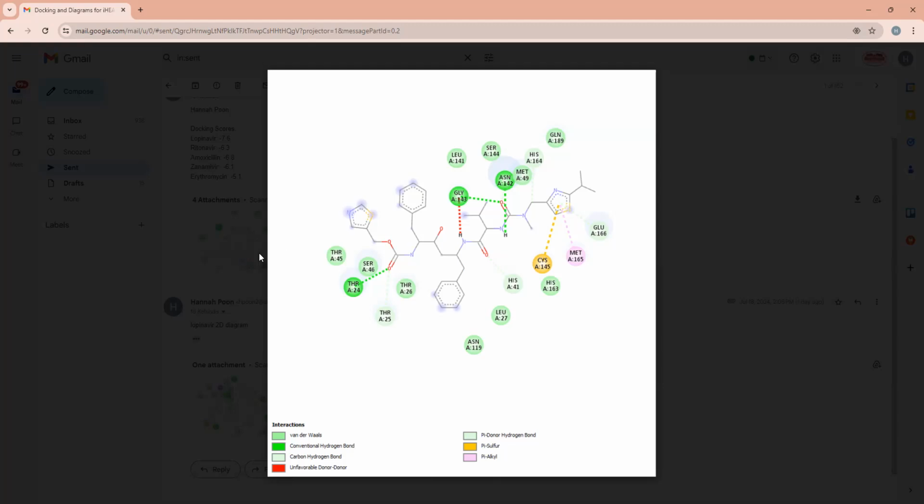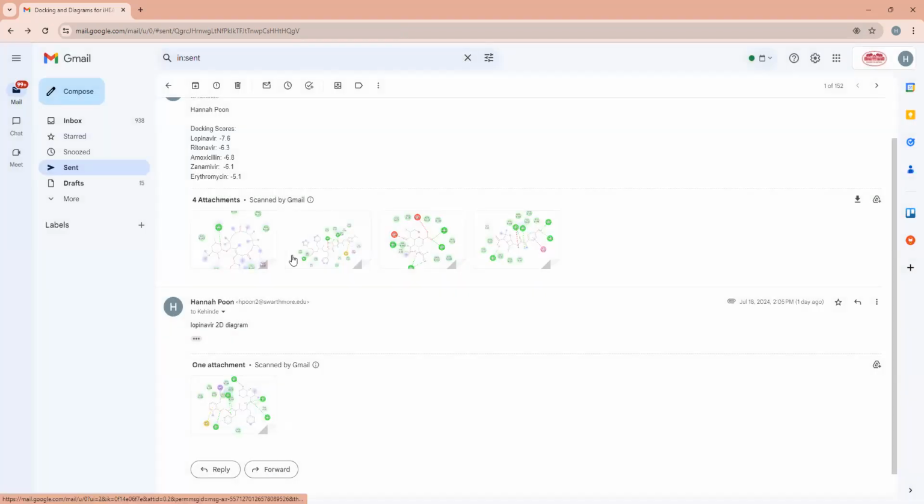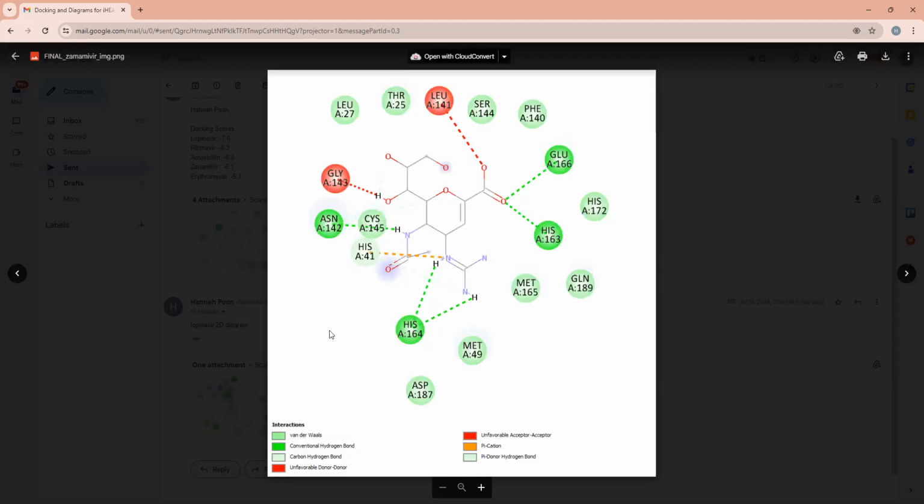Let's go to zanamivir. Now, if you look at zanamivir here, let's count the number of interactions: 1, 2, 3, 4, 5, 6, 7, 8, 9, 10, 11, 12, 13, 14, 15, 16. And 16, right? Then it has what is called unfavorable. That means an unfavorable bond is not a kind of favorable interaction that can happen in a physiological environment, right?